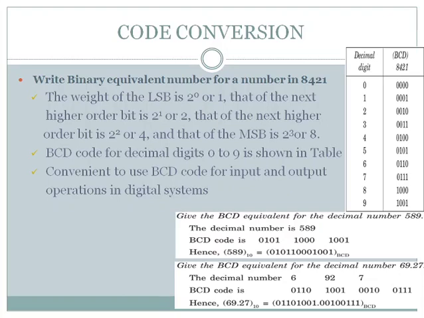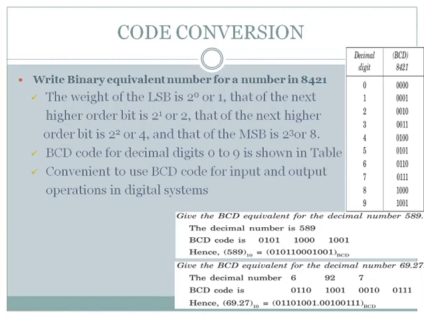Digital systems will only understand binary. So binary coded decimals, that means coding the binary that is understood by your digital systems in decimal, will be helpful when you are doing input and output operations in digital systems. Then how can we write the binary equivalent for a given number in 8421 code, or a given number in BCD code?